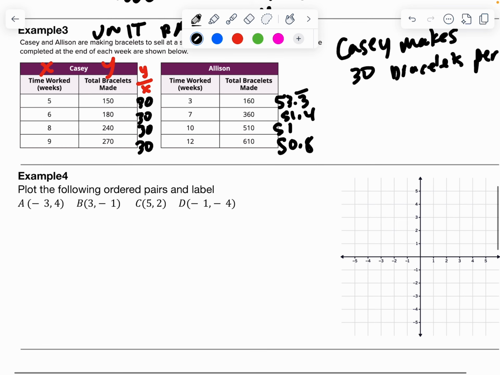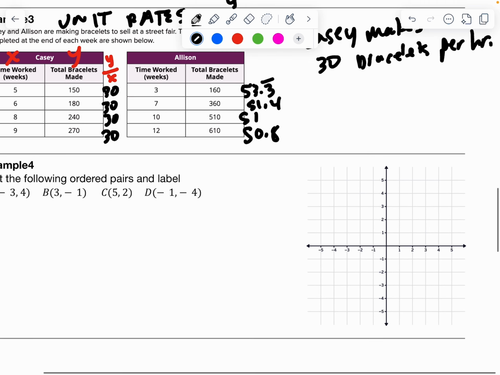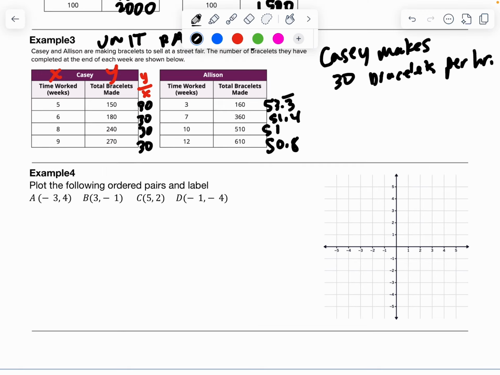All right, we're going to put some ordered pairs on a graph. I'm going to talk about graphing. This is super important. You learned this in 7th grade. This is 100% a review. Every one of you should exactly know what I'm talking about. Remember, this is the x-axis. This is the y-axis. Every ordered pair is x comma y.